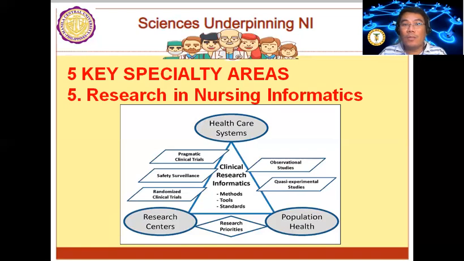In the triage of the research in informatics, the healthcare system could lead to benefits for the research center because it may improve health promotion and prevention. Healthcare systems can be directly involved in the population health because the results that are processed and analyzed have been translated into policies. So those are the basic information that is very necessary when it comes to research in nursing informatics.